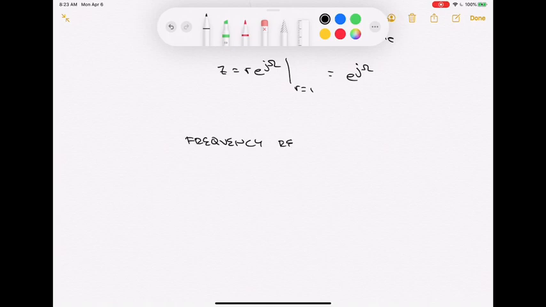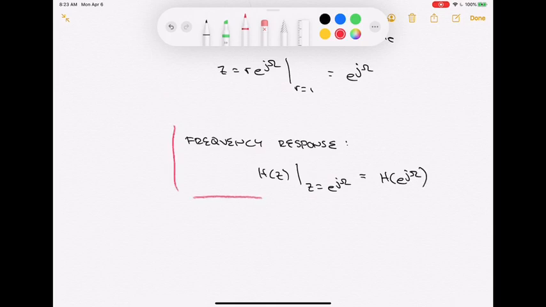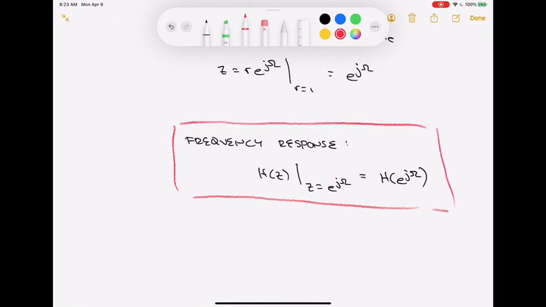So frequency response is H(z), right, given z equals e to the j omega, which I could write as H(e^{j omega}), something along those lines. So frequency response, just like it was when we were looking at continuous time, is our transfer function evaluated where sinusoids live.